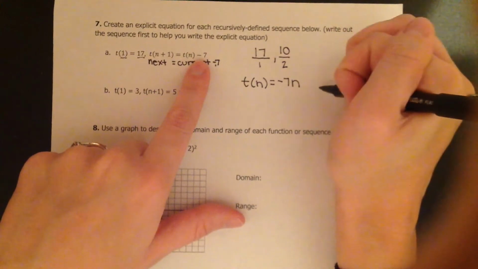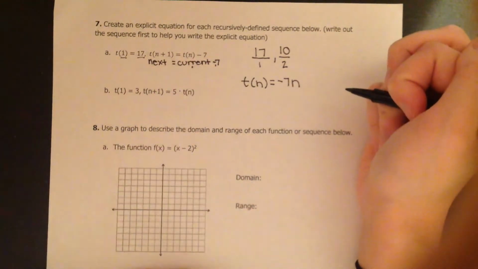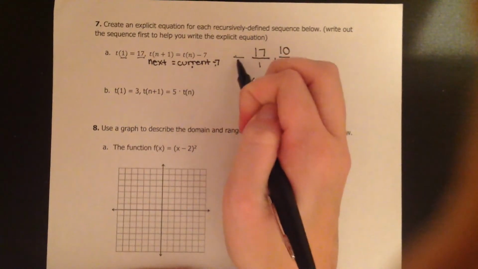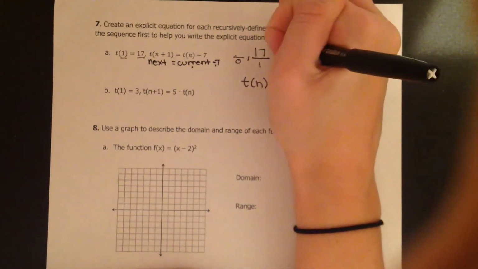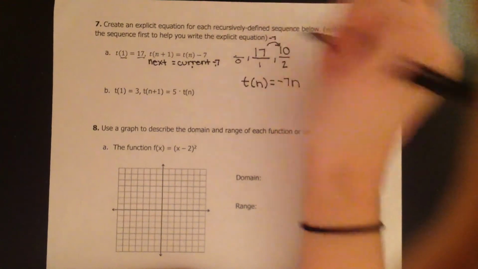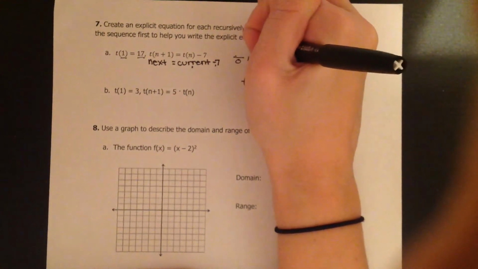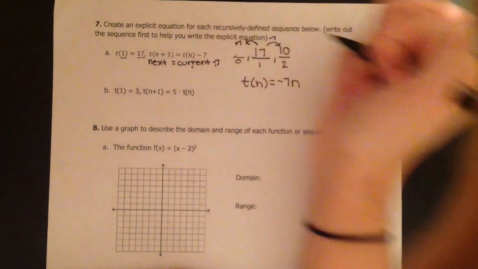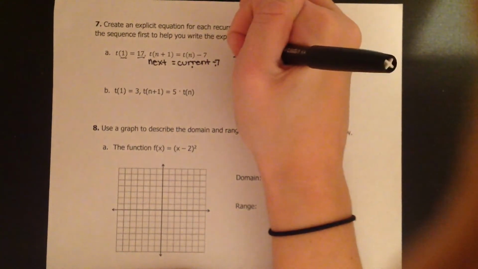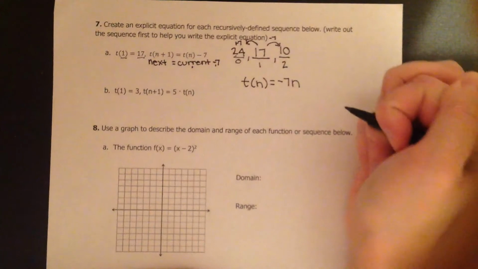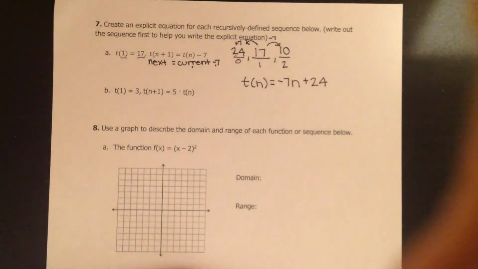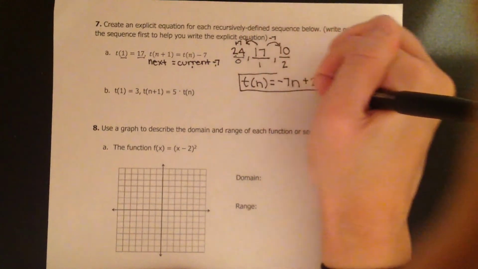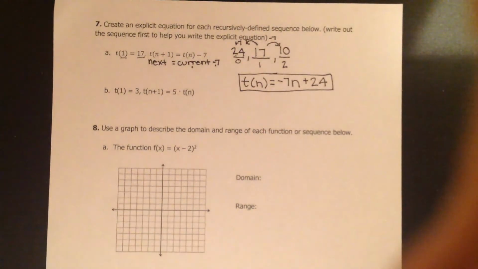And the last thing we need is our zero term. So in order to get our zero term, we have to go backwards. So if we did minus 7 going forwards, in order to go backwards, we need to do the opposite of that, which would be plus 7. So 17 plus 7, we get 24. Since that's positive, we're putting plus 24. So this is our explicit equation. T of n equals negative 7n plus 24.